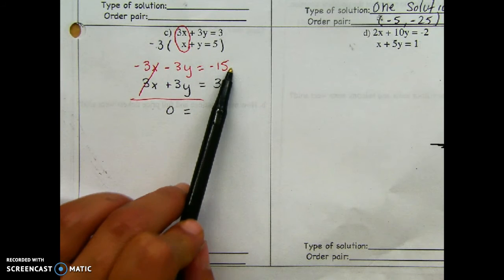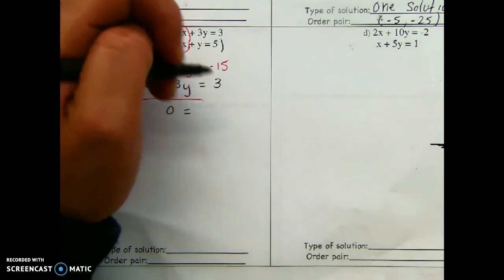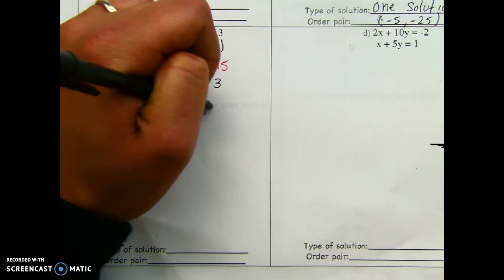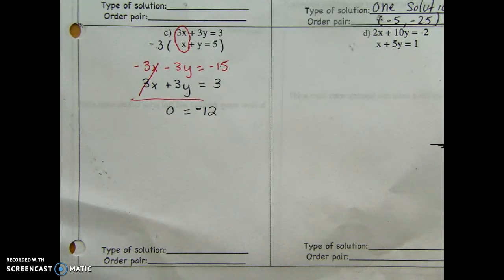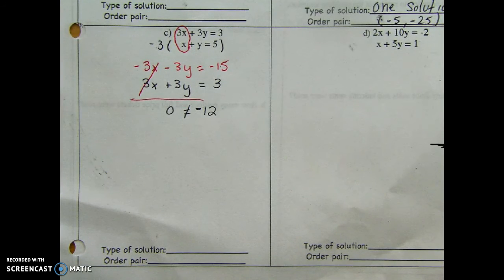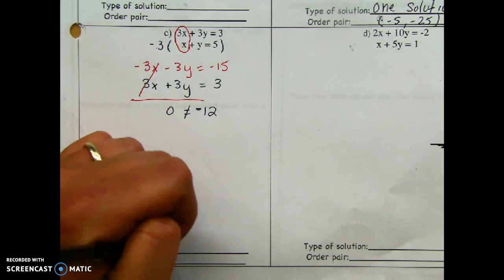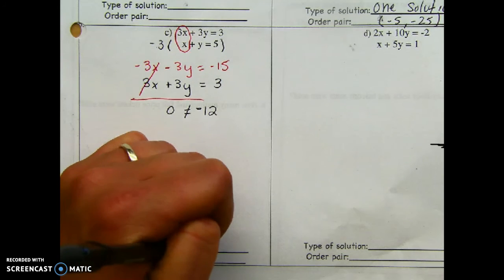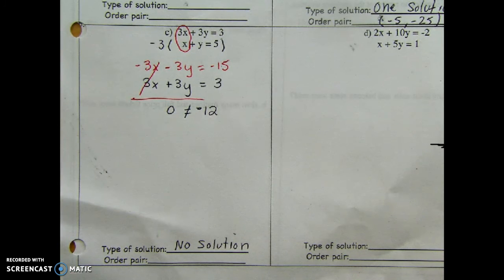Here I have a positive and negative number I'm adding. That means I'm going to subtract. 15 minus 3 is 12. And I'm going to take the sign of the larger number, which is going to be negative. This is an untrue statement. 0 does not equal 12, so I'm going to write this as no solution. Since it's no solution, there is no ordered pair.